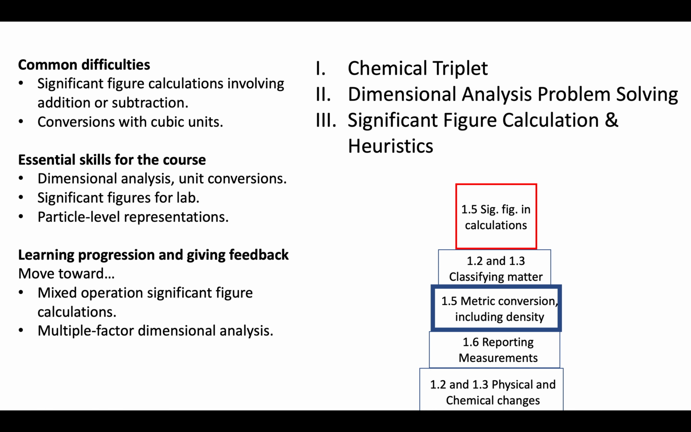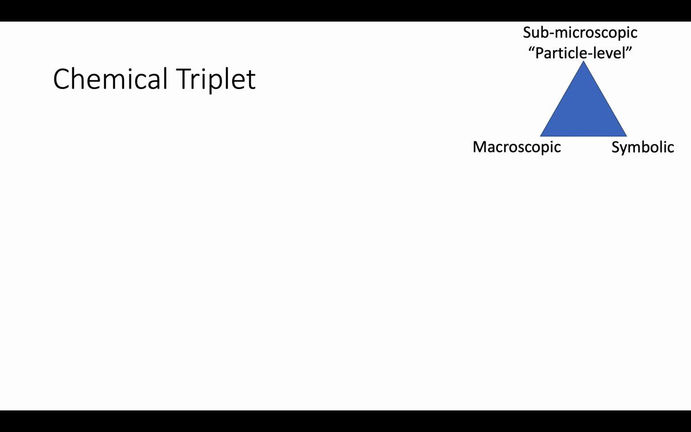As we go through a few of these topics, I want to talk about a few different features from sort of a chemical education perspective. These are the chemical triplet, how I think about dimensional analysis and problem solving, and then finally the idea of heuristics as they pertain to significant figure calculations. First of all, the chemical triplet.